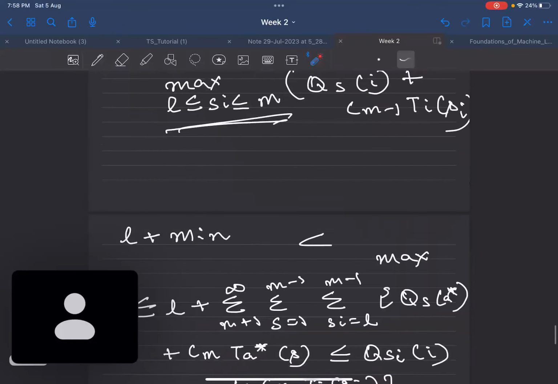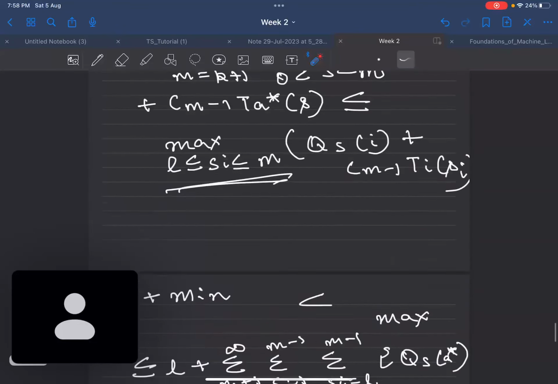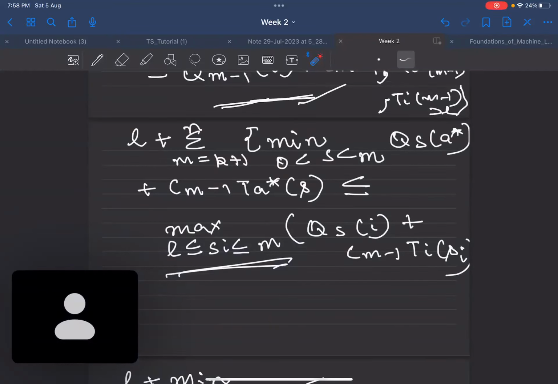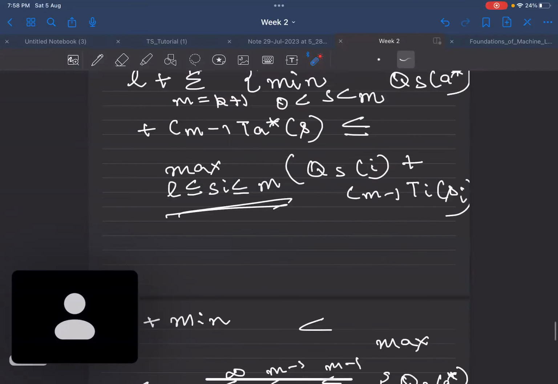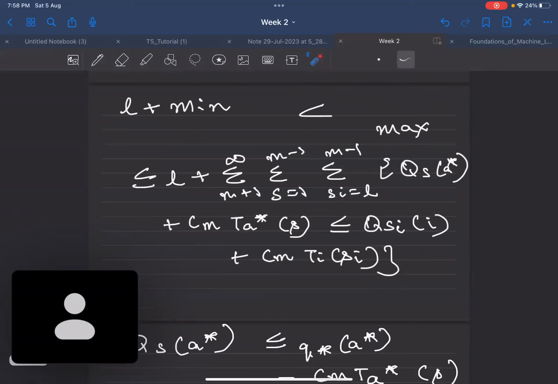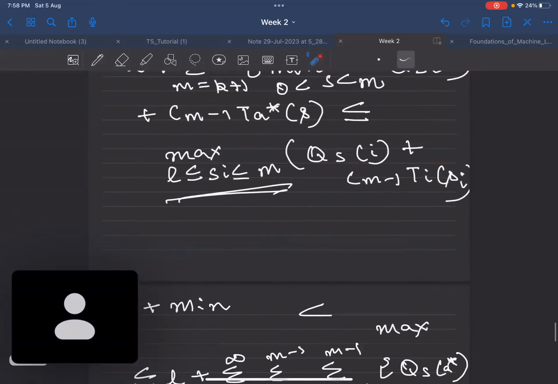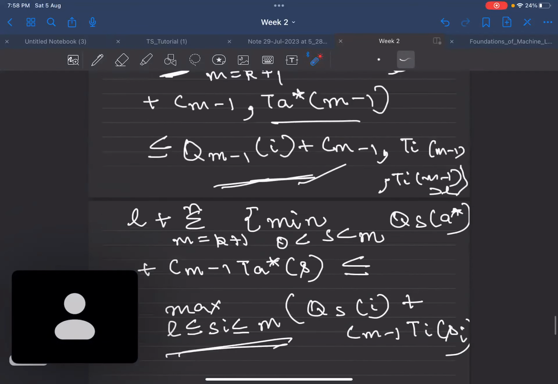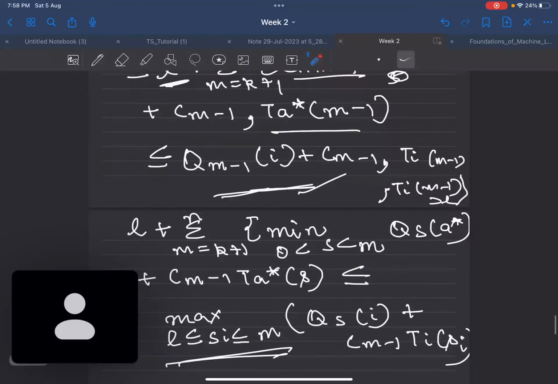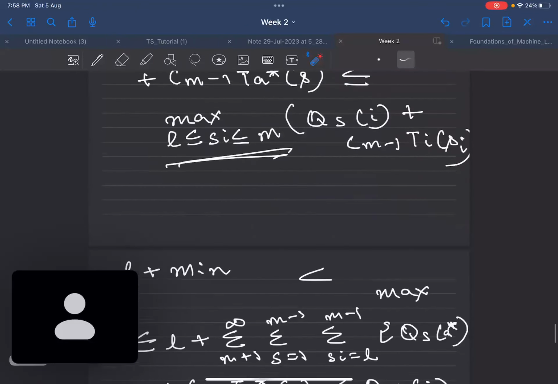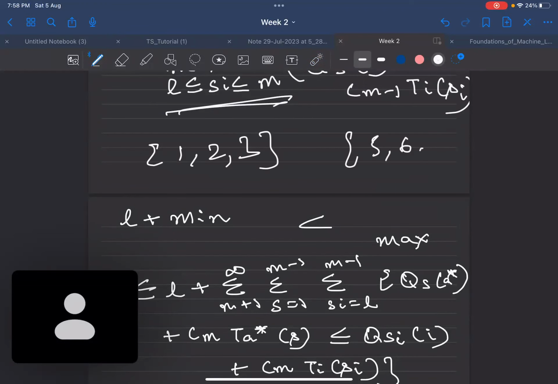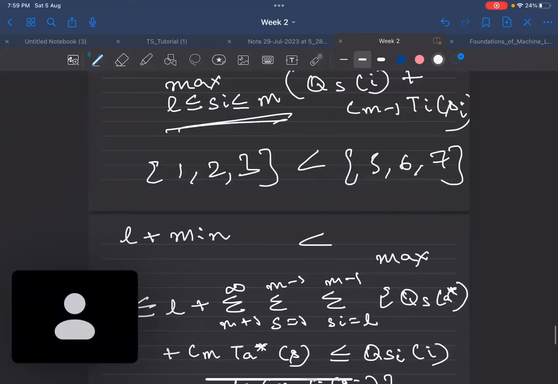Ma'am, in that particular min max, can you please explain the expression in English? I am not getting the expression itself. Okay, what I am saying is that this is greater than this. Suppose, can I say 7 is greater than 1? Yes, ma'am. That is what they're mentioning.